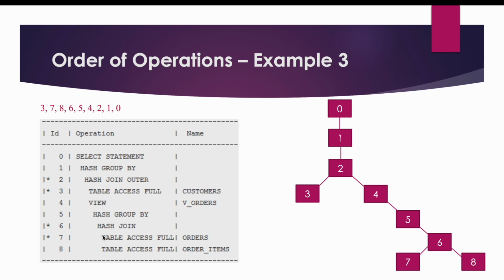So the order of operation is operation number 3 will execute first, then operation number 7, then operation number 8, then its parent 6 will execute, then its parent 5 will execute, then its parent 4 will execute, and once 4 is executed, operation number 2 will execute, then operation 1, and then operation 0. So this is how you can read the order of operation using the second method in this example.